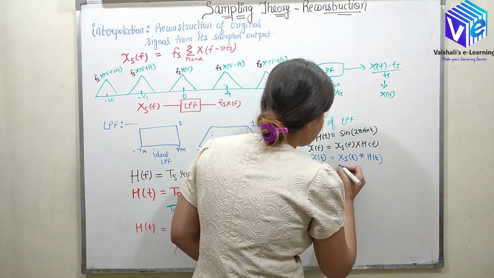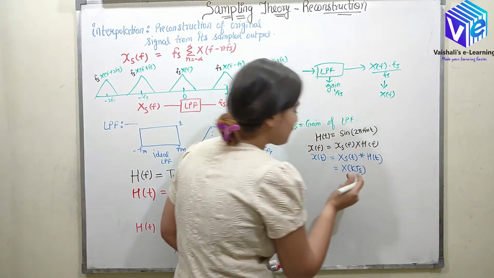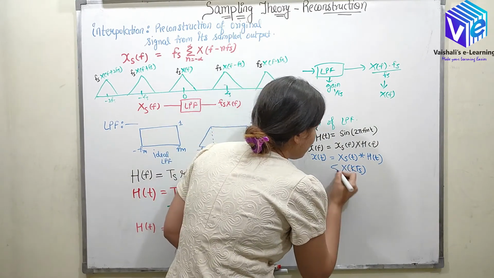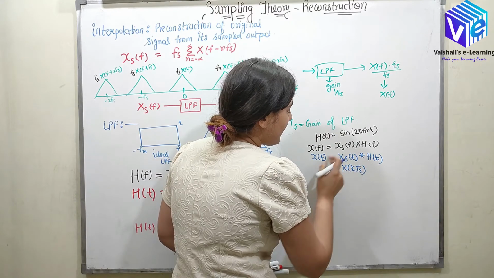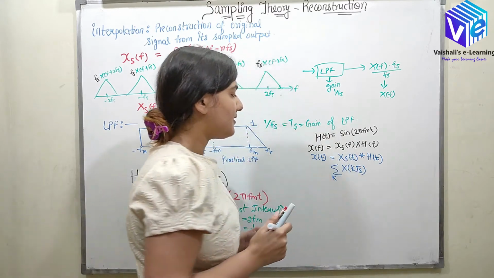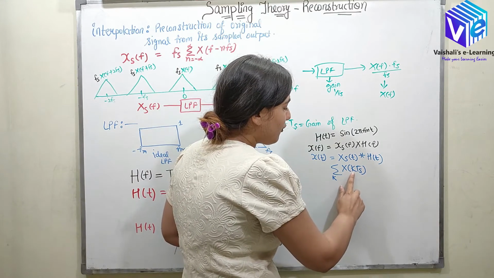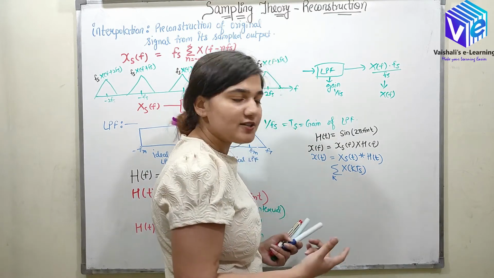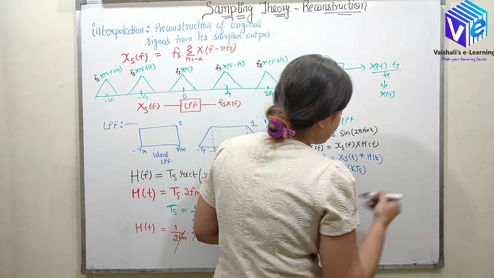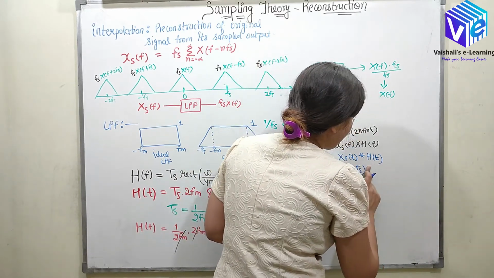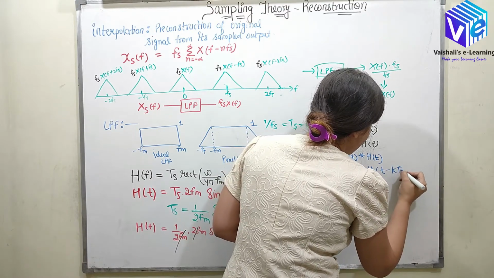So now x_s(t) can be represented as x(kTs), taking the summation over k. This is how I can represent my sampled output. I am taking the samples at different values of k, where k is any constant. So it is convolved with h(t). The convolution can be represented as h(t minus kTs).